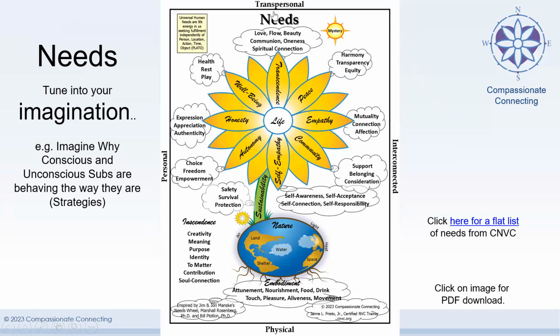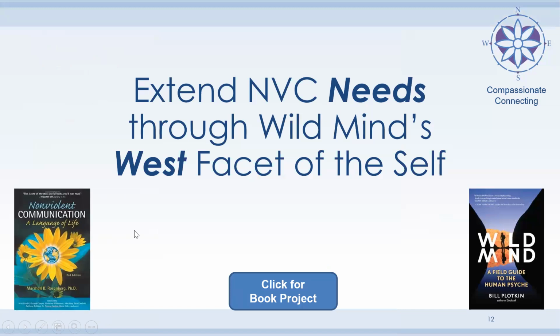And then towards the top, we have transpersonal needs, transcendence, and incendence is part of that too. Incendence is sort of outside of the picture, and it speaks to the position of the flower in relation to the earth. So we're extending NVC needs through the wild mind's west facet of the self.